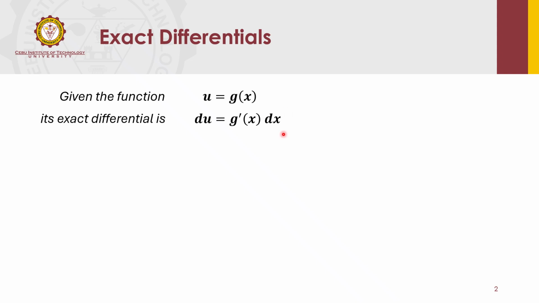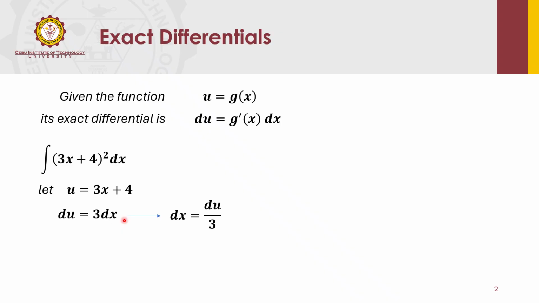So if we're going to transform the given integral from the previous slide, we can let 3x + 4 be equal to u. And if we get its exact differential, it's 3 dx. Okay, du is 3 dx. So dx, therefore, is equal to du over 3. So we divide the whole equation by 3 to solve for dx.